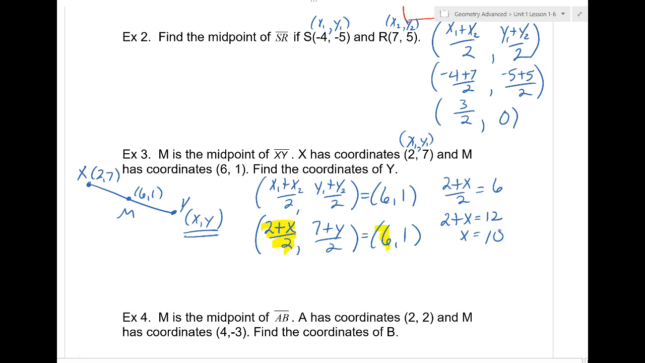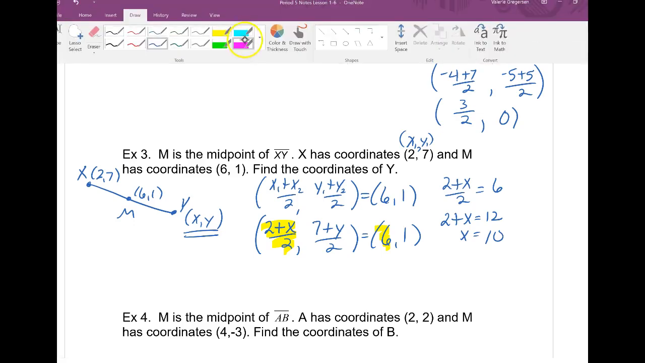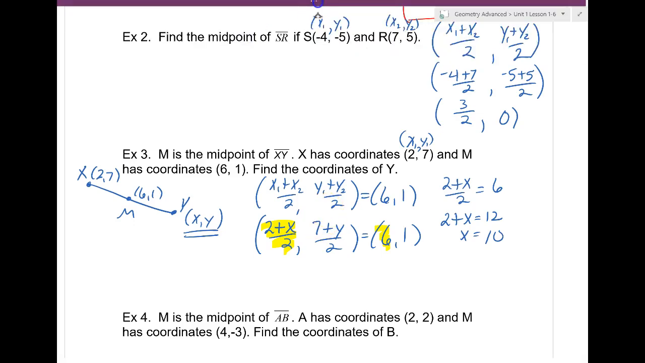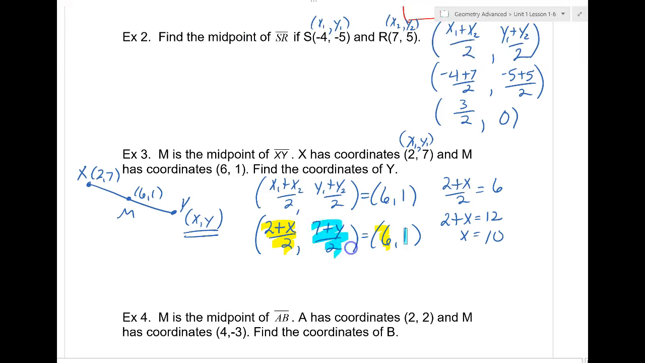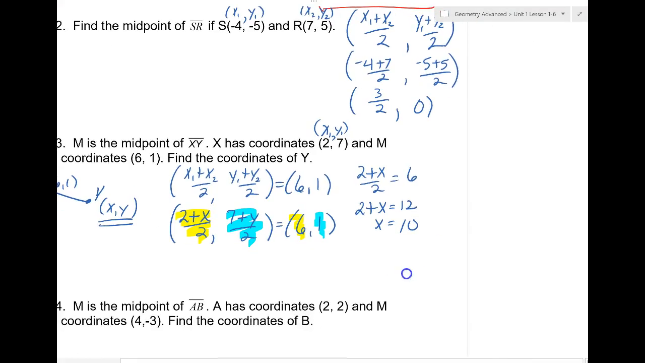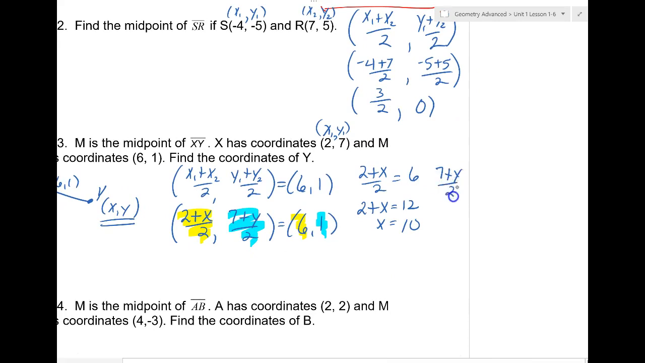Was that hard? No. All right, now I want to solve for y. Am I going to use the same type of concept? Don't I want to use the fact that those two are equal to each other? So I'm going to do it that way. I know 7 plus y over 2 is going to be equal to 1. Now it's just fun algebra again. Multiply both sides by 2. What's y going to equal? Negative 5. Okay, what's your ordered pair? All right, everyone should be able to tell me this. It's going to be what? 10, negative 5.